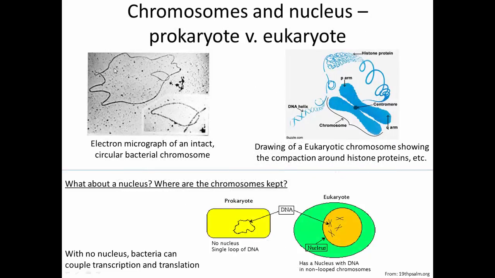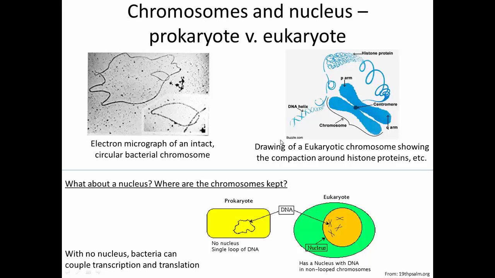So generally, chromosomes, like in bacteria, are circular. And if you stretch one out completely and take a picture of it, like this intact electron micrograph here of a circular bacterial chromosome, you see that it looks like a big loop.